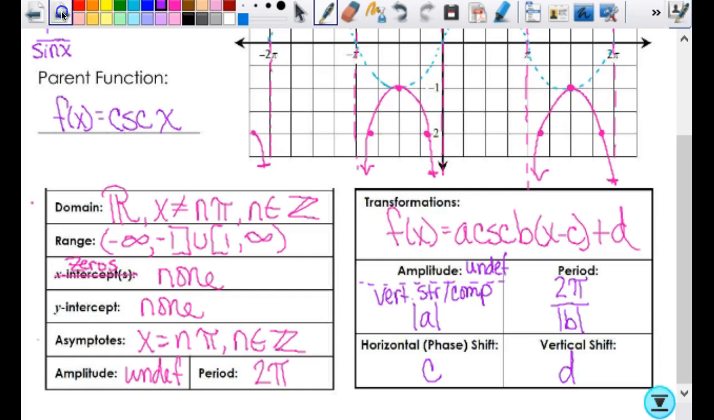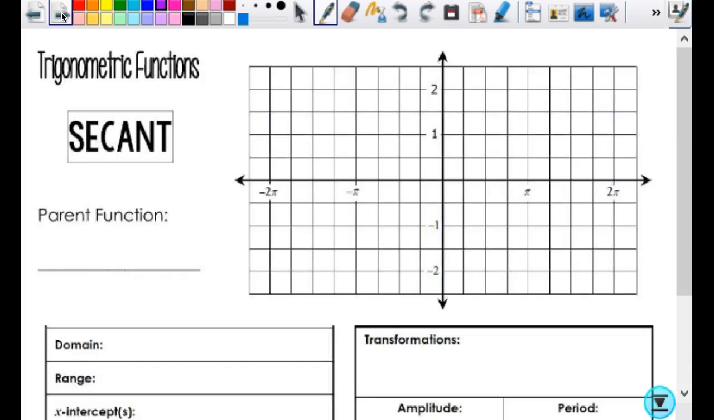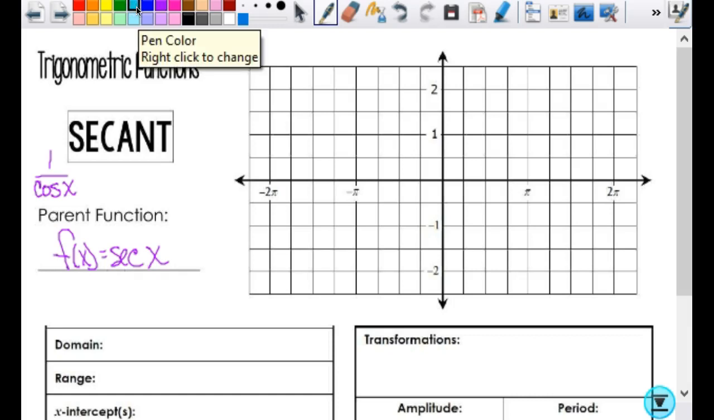So let's look at secant. So secant is the reciprocal of cosine. Reciprocal, not inverse. So f of x is equal to the secant of x. So again, we're going to very lightly sketch in cosine. Cosine's going to go through here and here. Halfway in between is here. And then there's these. So I'm going to lightly sketch my curve, like so.